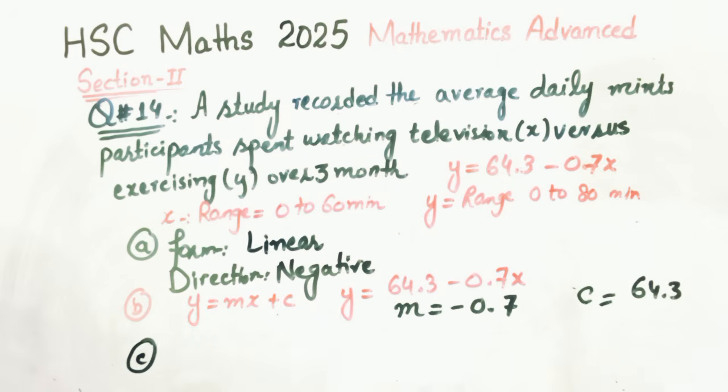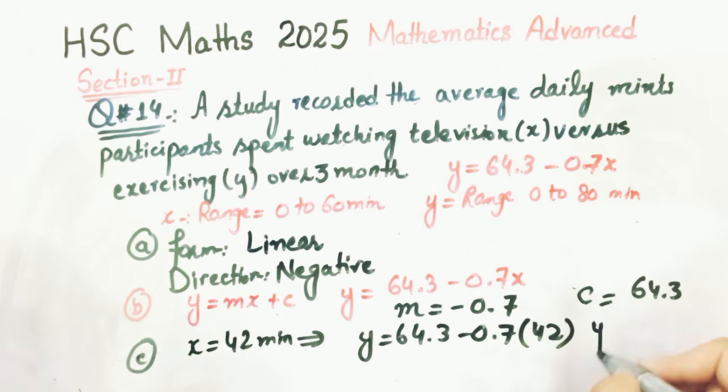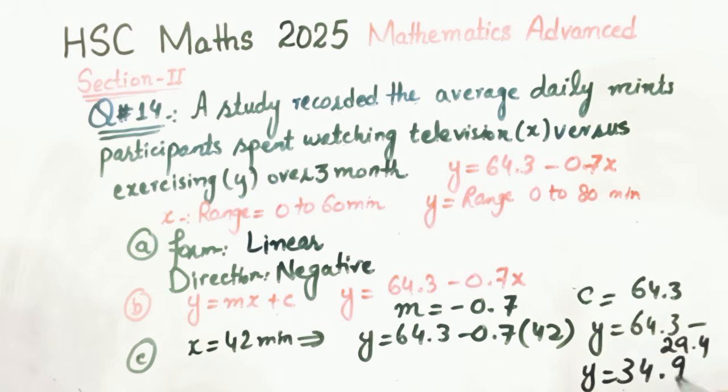In part C, it says to identify the values of x and y. First of all, we have to find its value at x equals 42. What will be the answer? This implies that y equals 64.3 minus 0.7 times 42. When we solve this, we get our final answer. 0.7 times 42 is 29.4, so y equals 34.9.